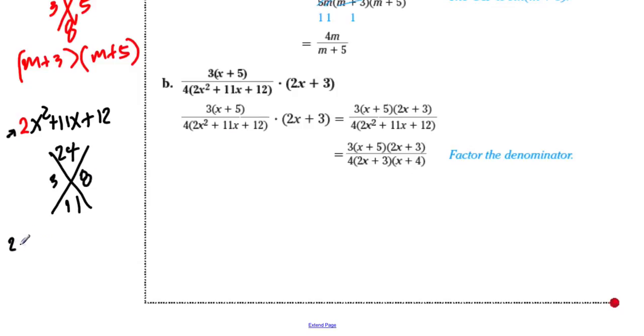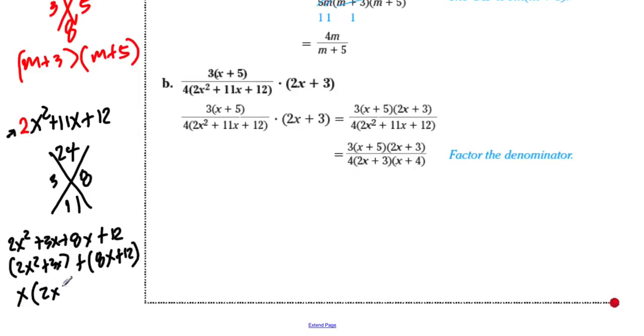So this now becomes 2x squared plus 3x plus 8x plus 12. And we group them. Find the greatest monomial factor, which is x. We end up with 2x plus 3. Then the greatest monomial factor of the second group, which is 4. This becomes 2x. Oops, too much.